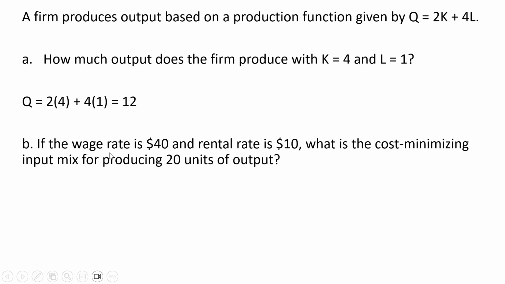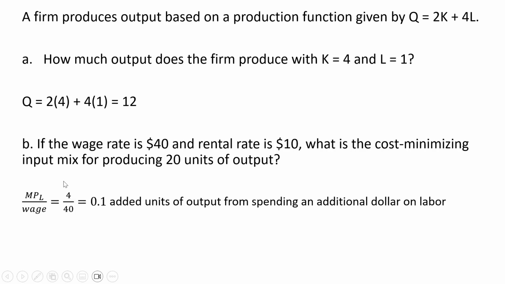The second question: if the wage rate is $40 and the rental rate is $10, that's the rental rate of capital, what is the cost minimizing input mix for producing 20 units of output? So we're going to calculate a few things here. We're going to take the marginal product of labor, MP subscript L, and divide it by the wage.